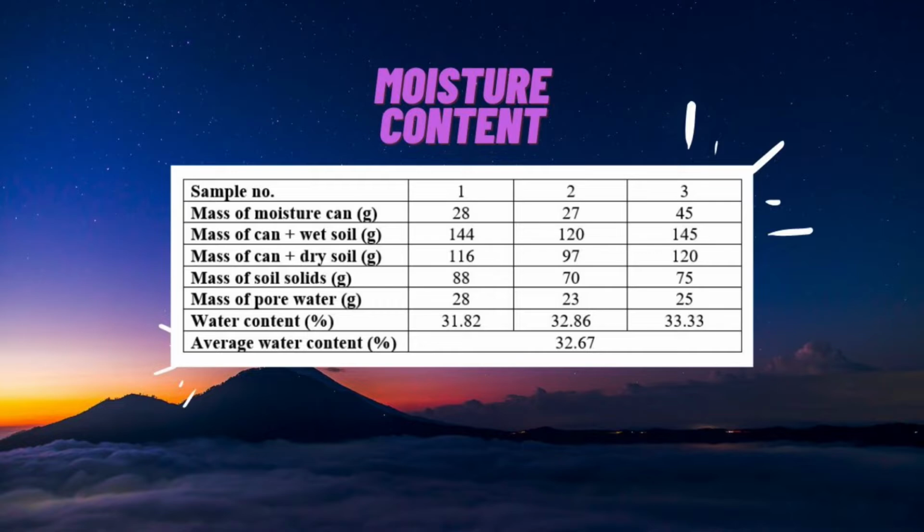So, this is the data that I get from this experiment. The water content is calculated by mass of wet soil subtracted with mass of dry soil divided by mass of dry soil and then multiply 100.